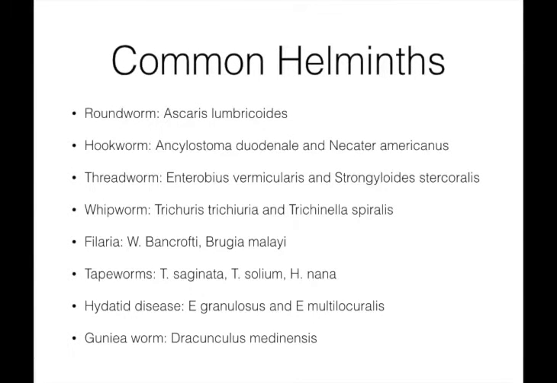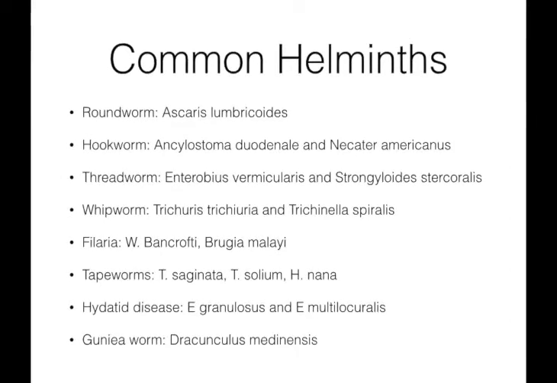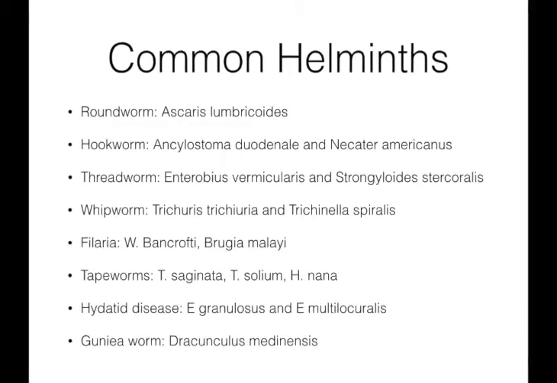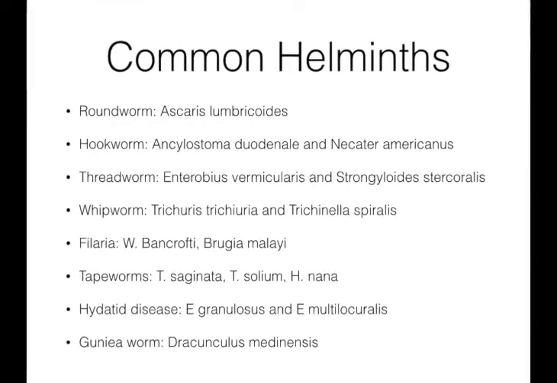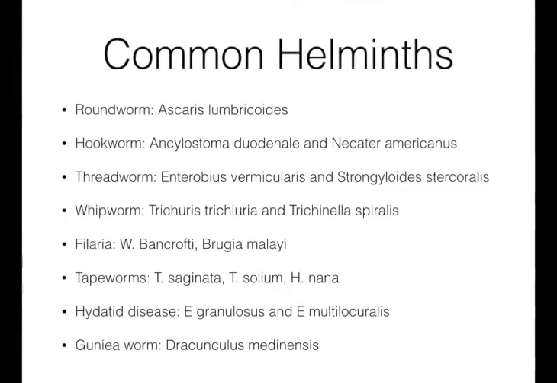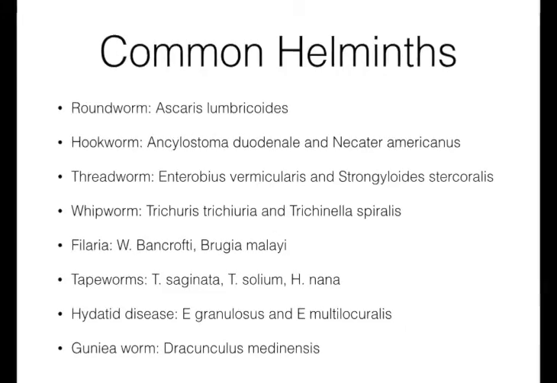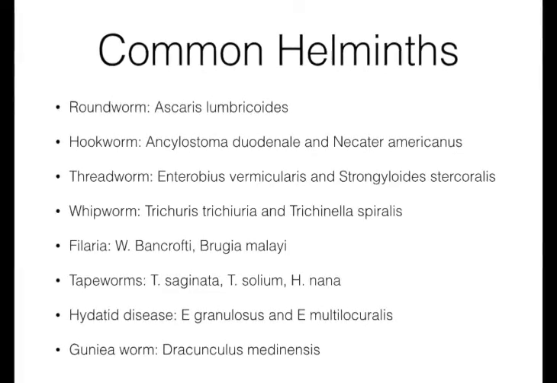These are the examples of flukes or trematodes: Schistosoma mansoni, Schistosoma japonicum, Clonorchis sinensis or the liver fluke, Paragonimus westermani, the lung fluke, Fasciola hepatica, known as the sheep liver fluke.